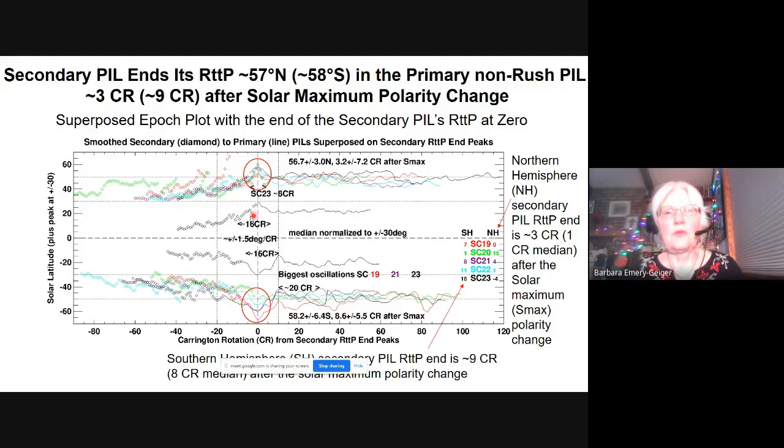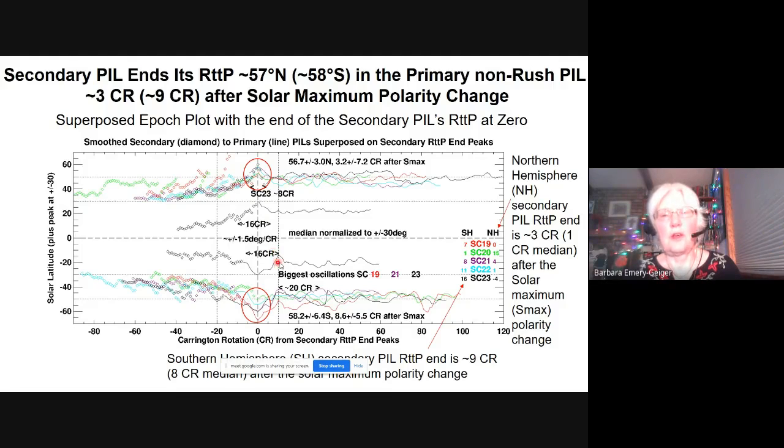And this one is where we take the medians of all 5 in the northern hemisphere and the medians of all 5 in the southern hemisphere. One of the things you see is that the peak occurs later in the southern hemisphere after the rush to the pole for the primaries ends, and it occurs much sooner for the northern. But the width of this peak for both is still about 16 Carrington rotations.